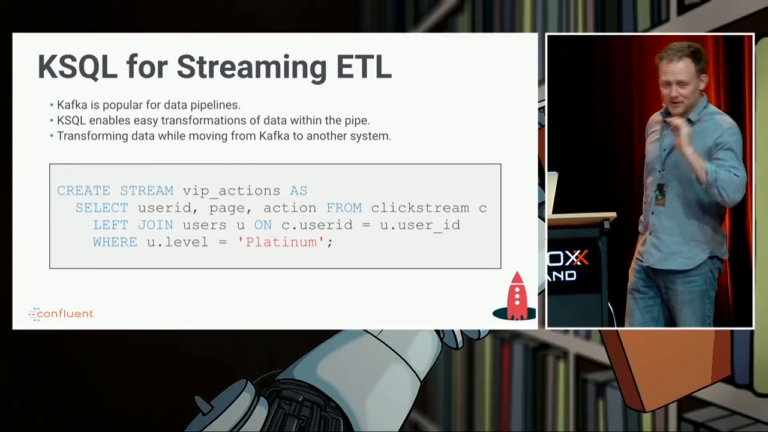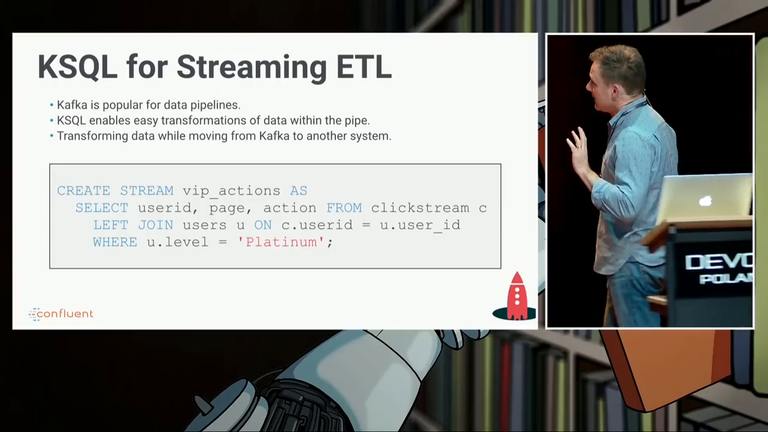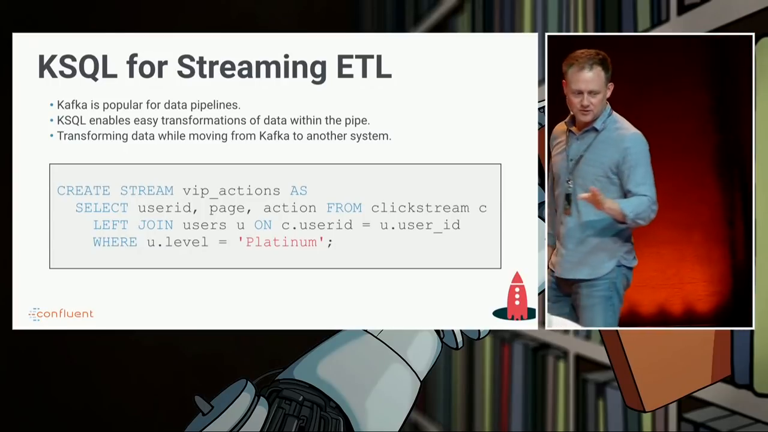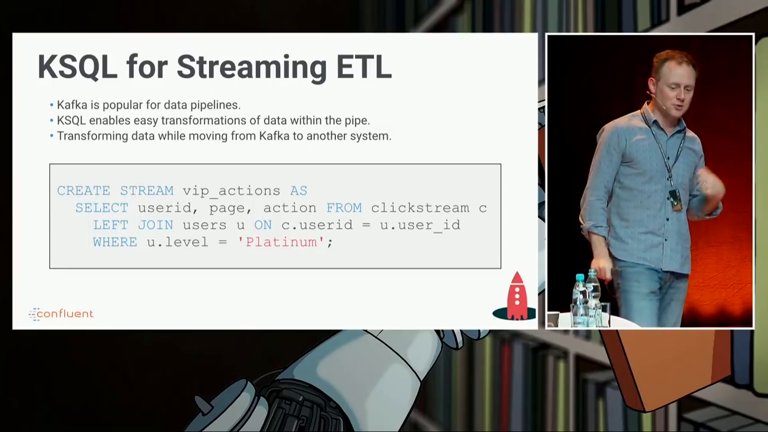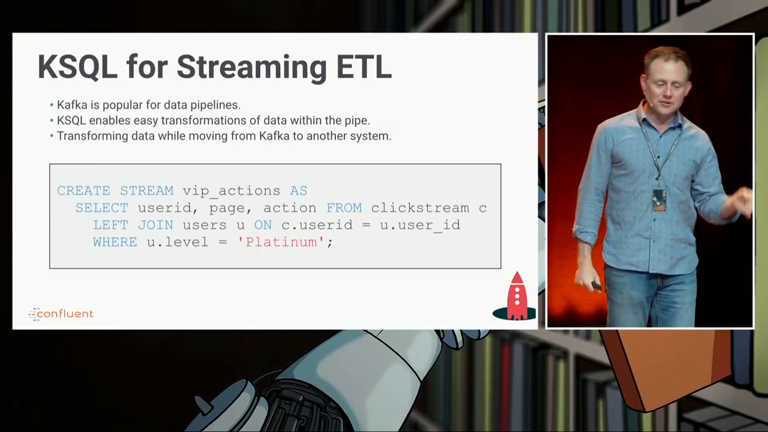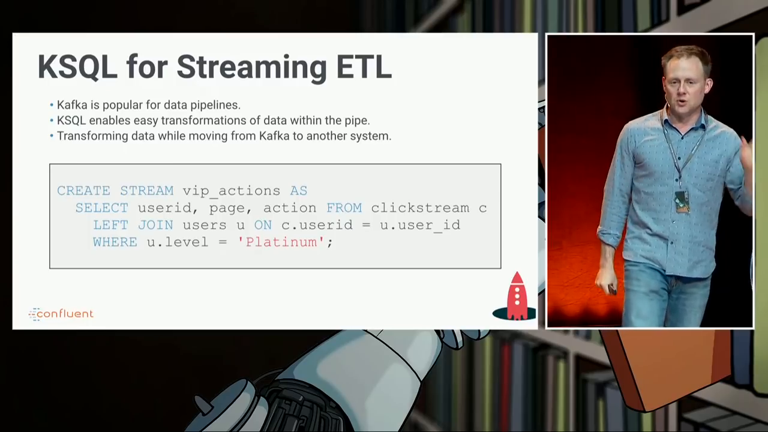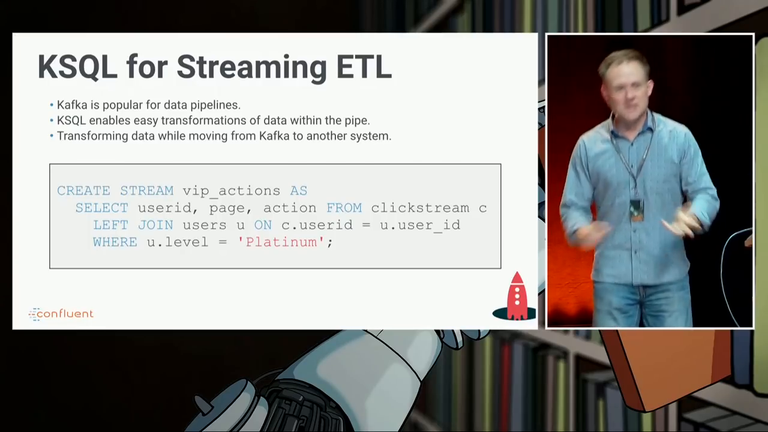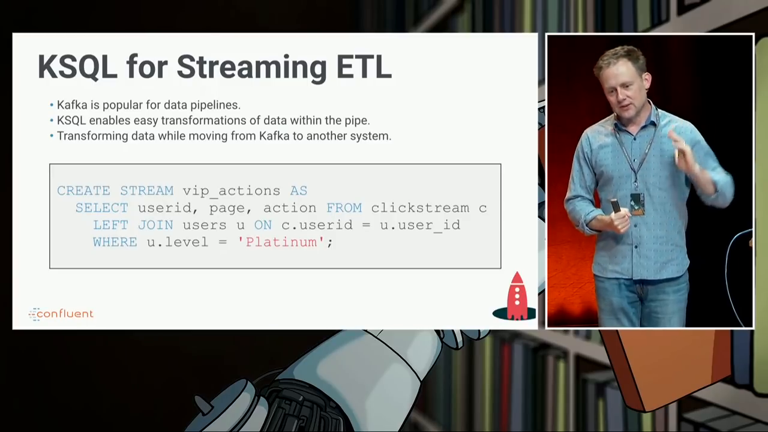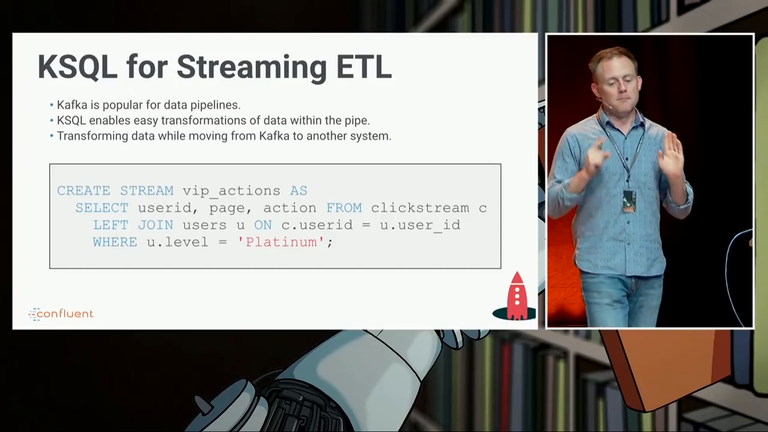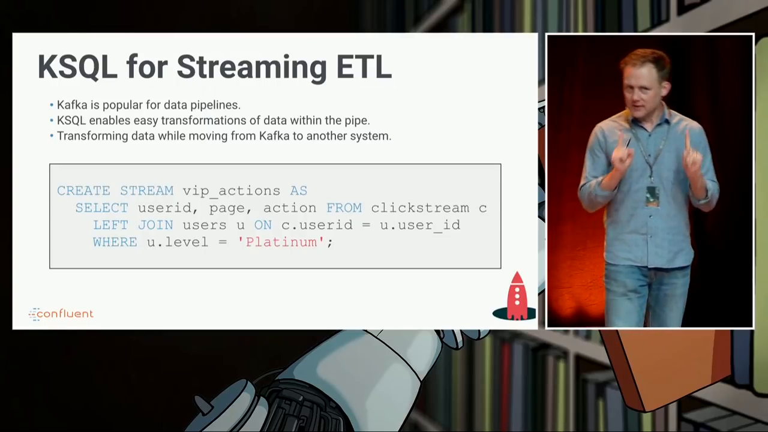Anyway, some more KSQL. This query introduces a couple of things, and I want you to, for now, ignore that top line. Just look at the second line. It says, select user ID, page, action from clickstream left join users. I don't even need to explain what's happening there, because you know SQL, and it's fairly intuitive. But there is something tricky here.